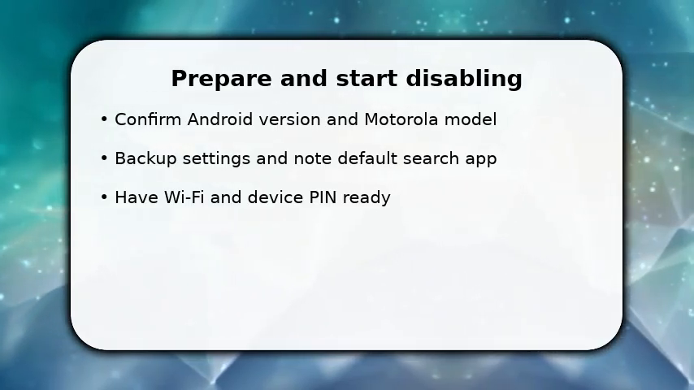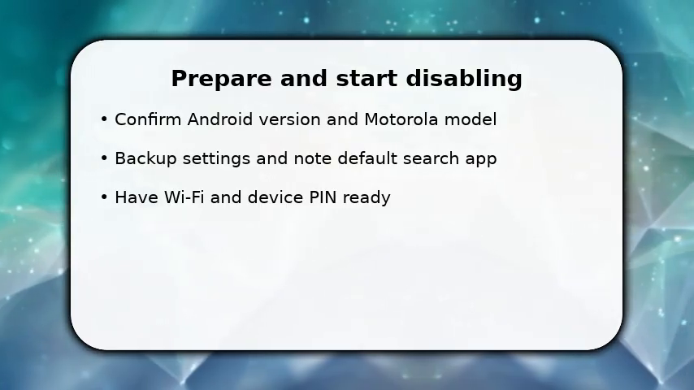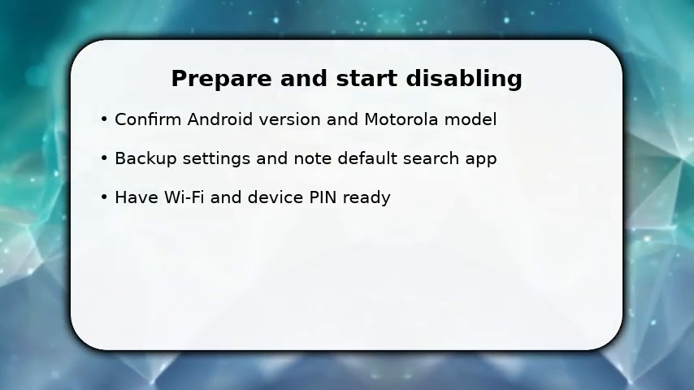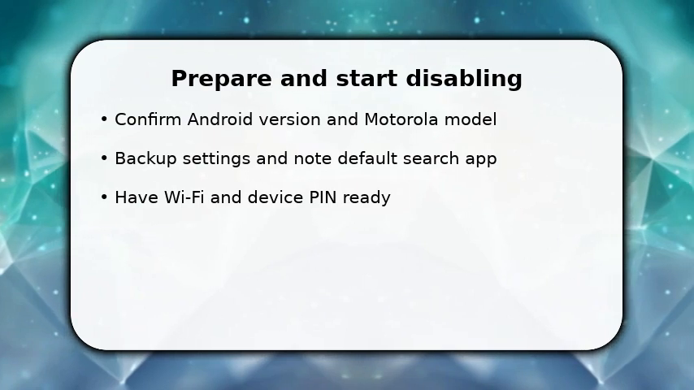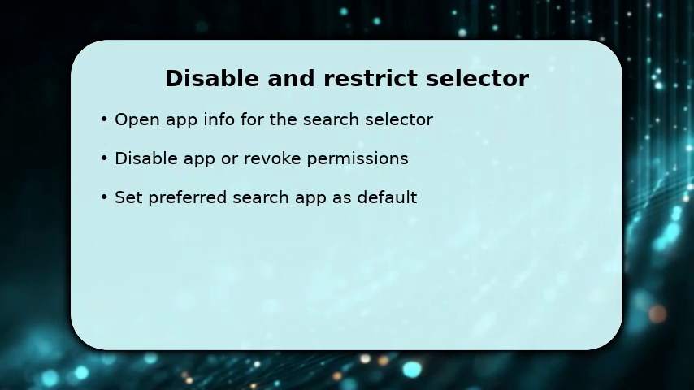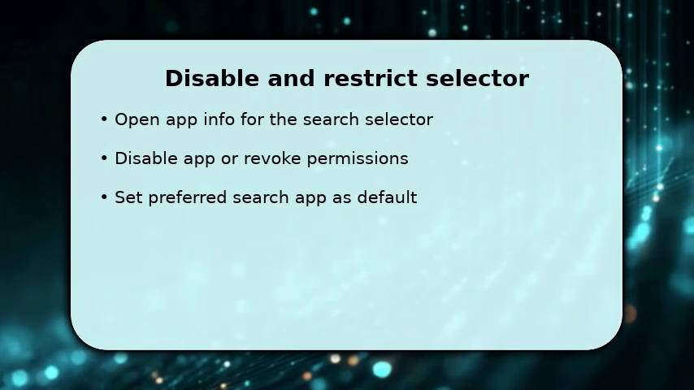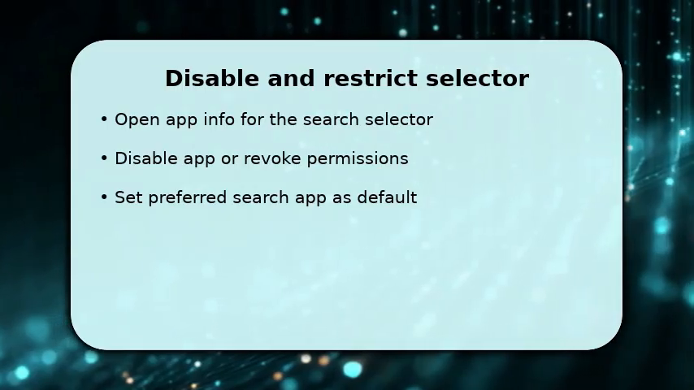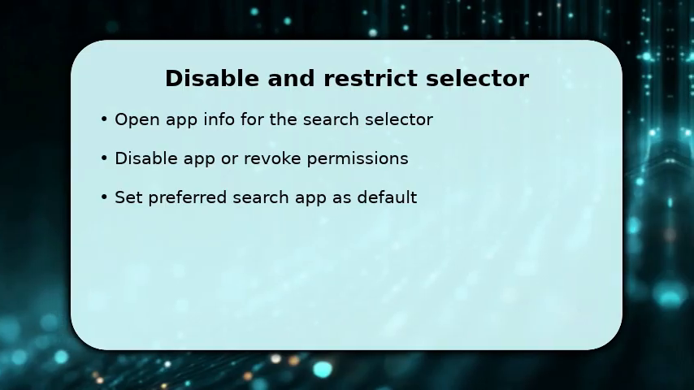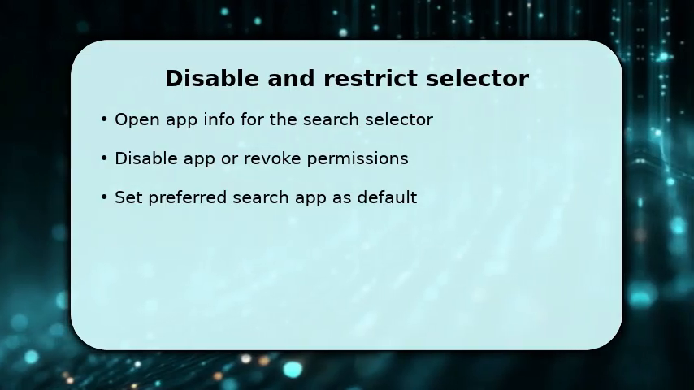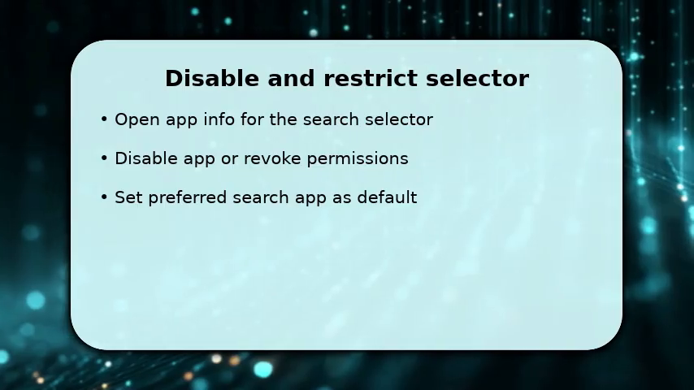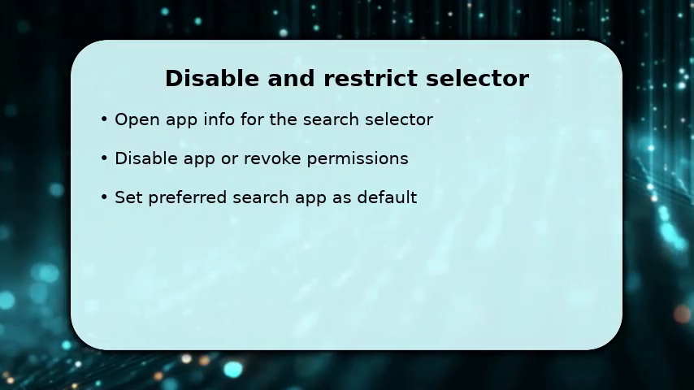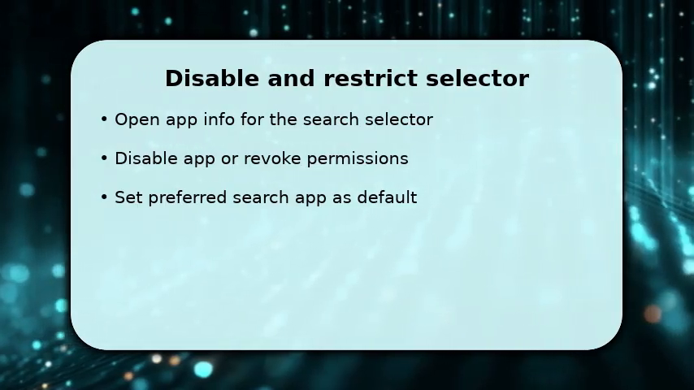Now locate the search app entry. This is the first actionable step towards stopping the search engine selector from taking focus. Next, open the app info page for the search engine selector. You can force stop, then disable the app if the option is available. Disabling prevents background activity. If disabling is blocked, revoke its permissions and clear defaults so it cannot claim search intents.